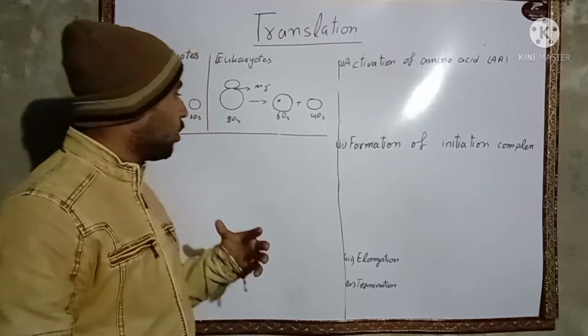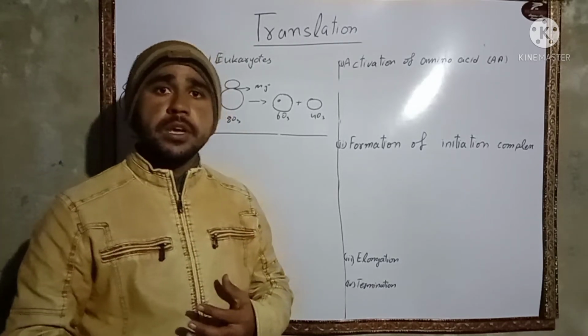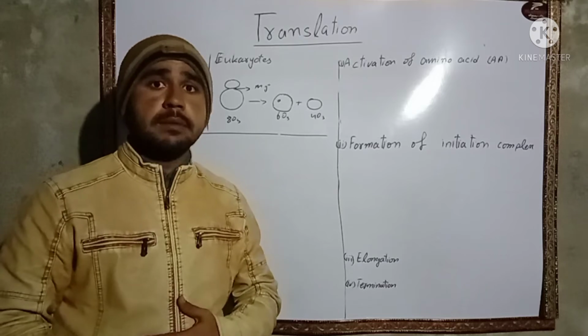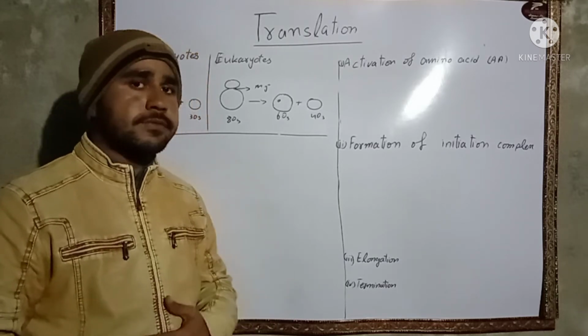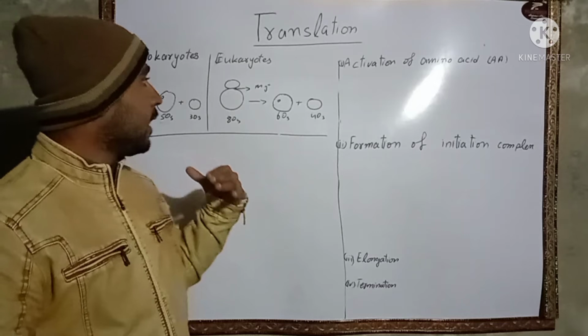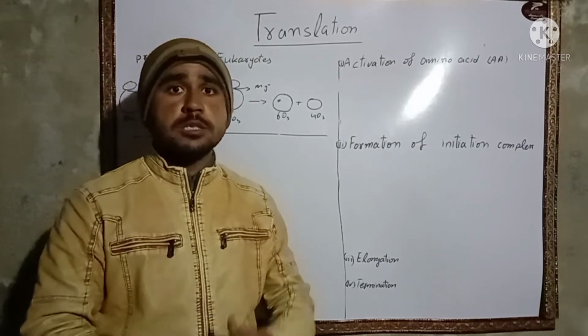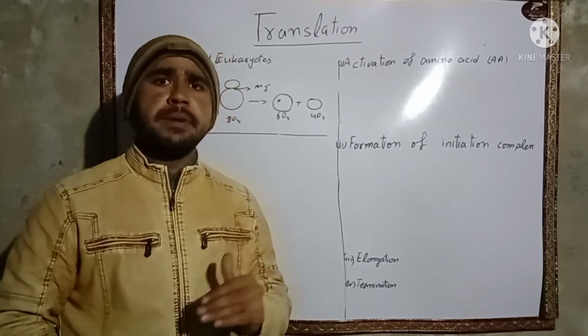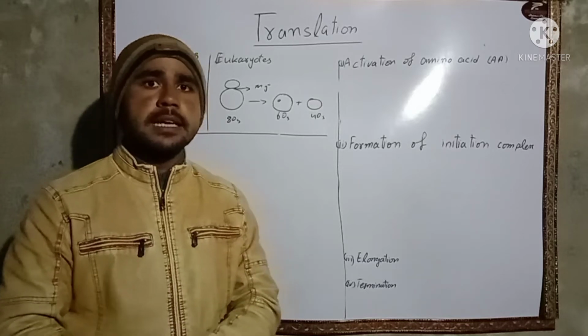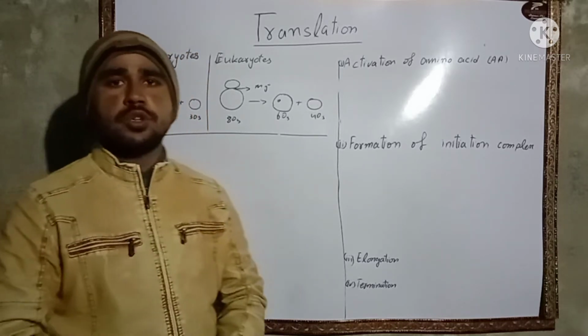Now I will tell you about the function of the ribosome. Ribosomes are the factories of protein synthesis. They also form polysomes. What is a polysome? When we need rapid synthesis of protein, they form polysomes.